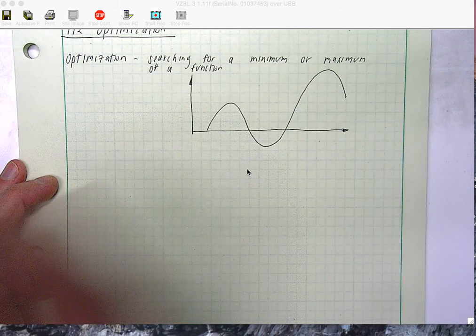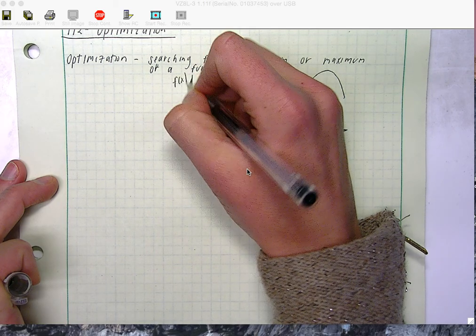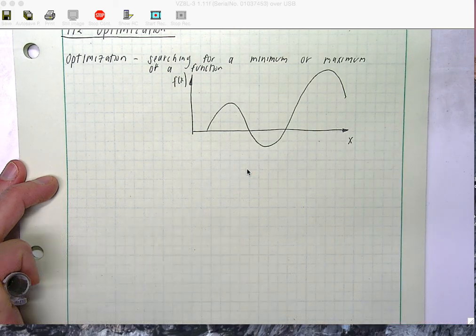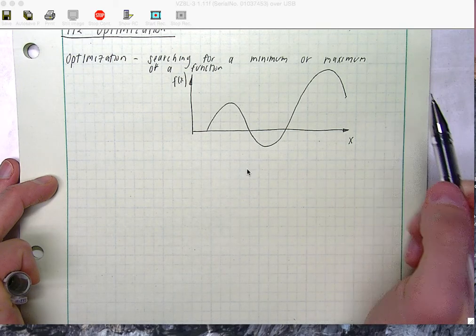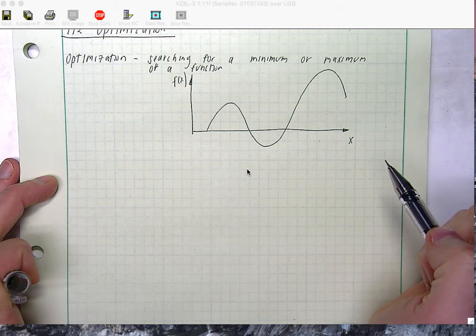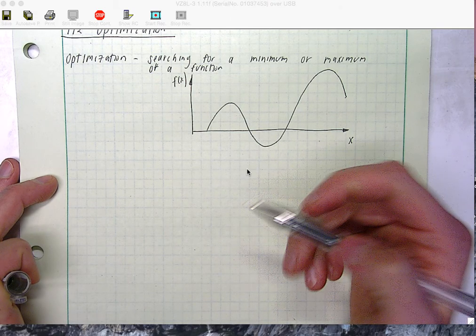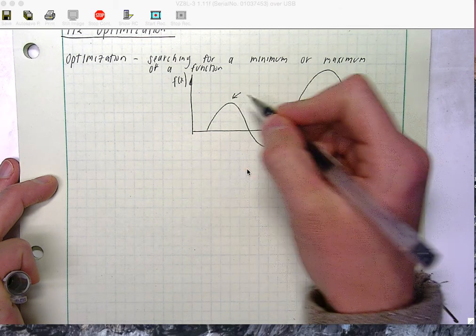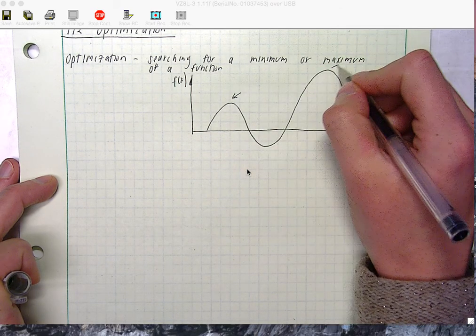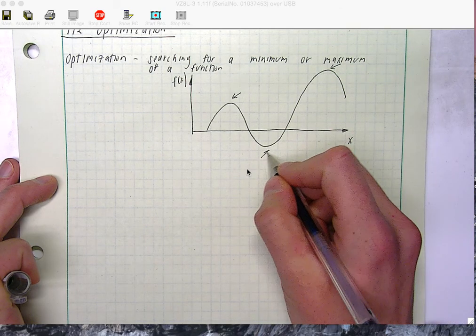But the idea is that A, you have data, not some analytic function that you can find the maximum of, and B, that there are multiple mins and max of the function. So, for example, you are interested in knowing what all of the optimum are. So you can see here, there's a local max here, there's a local max here, and then there's a min here.